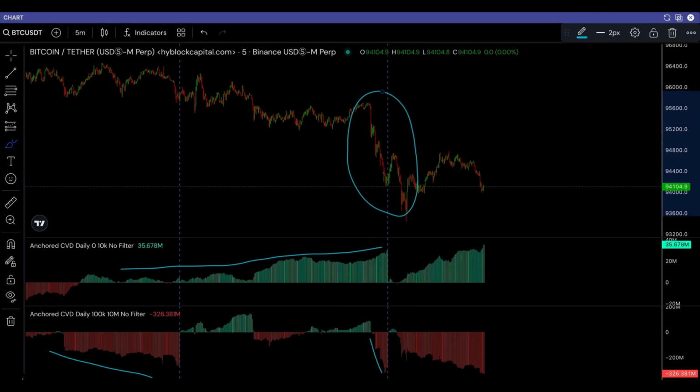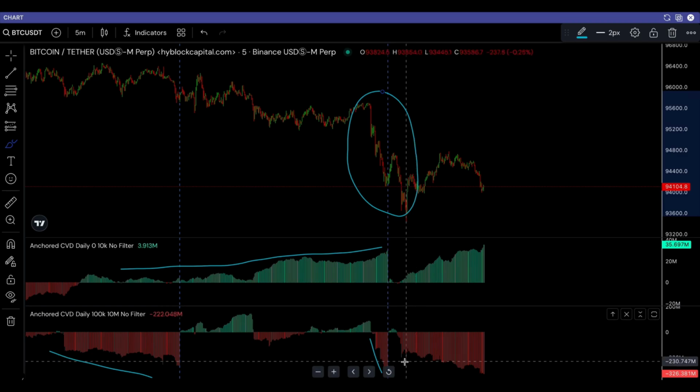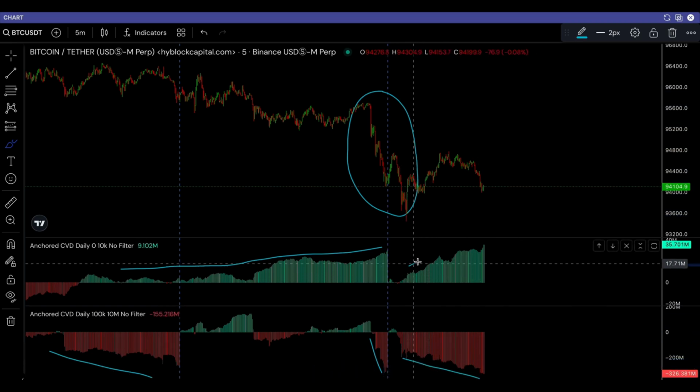This tells us that a rise in CVD coupled with whale selling can signal bearish sentiment, while rising retail CVD with little institutional activity may indicate retail-driven speculation. Understanding these divergences provides a clearer picture of market sentiment, and more importantly, helps predict potential market reversals or continuations. This is the level of analysis professional traders rely on to navigate volatility with confidence.